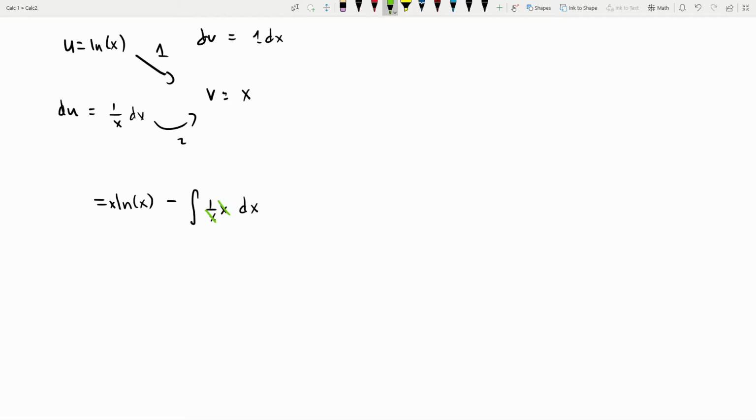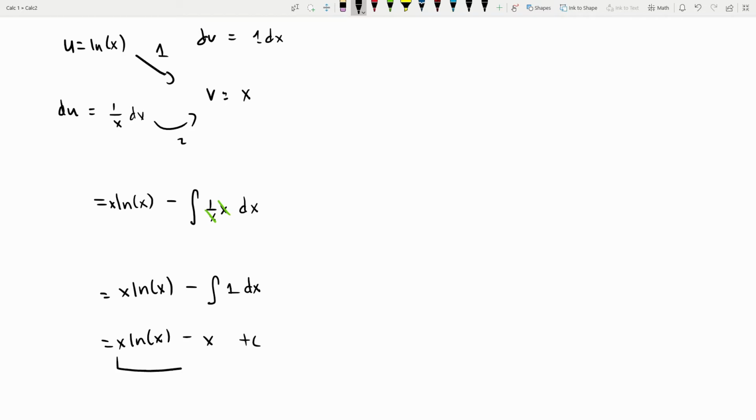These x's will cross out, and we're going to be left with x ln x minus the integral of 1 dx. The majority of the time people just write this instead of 1 dx because it looks a little cleaner. And now we have this integral to solve, and that's just going to be x. So we have x ln x minus x plus c.